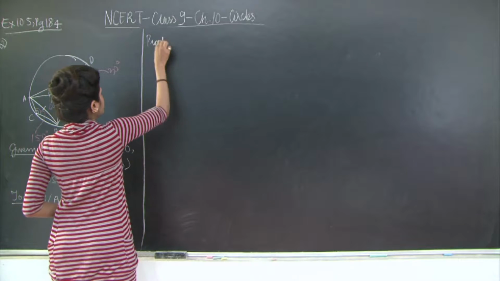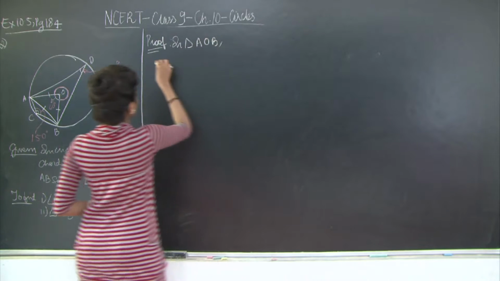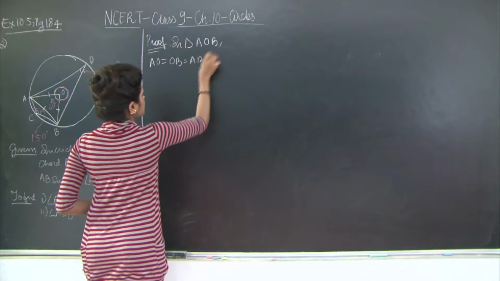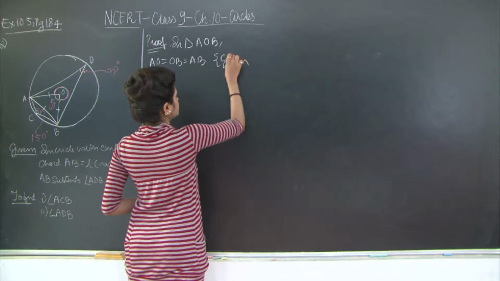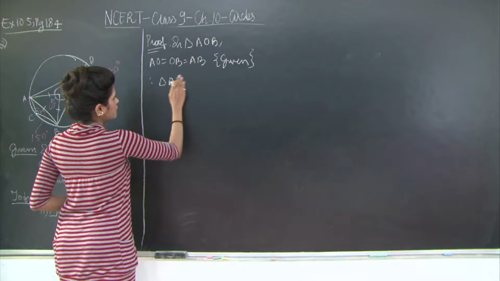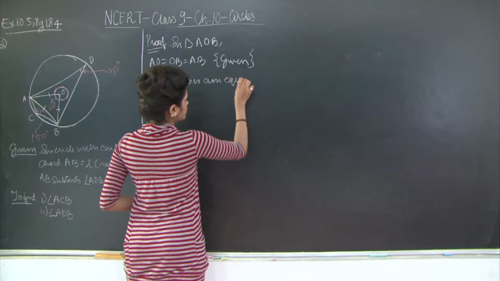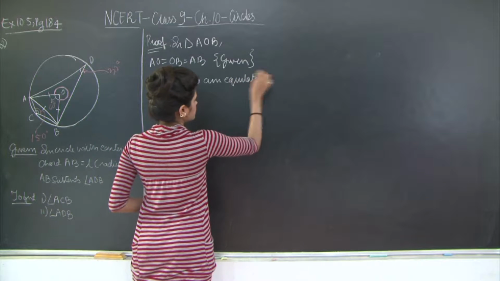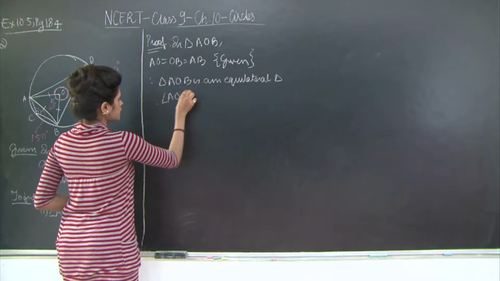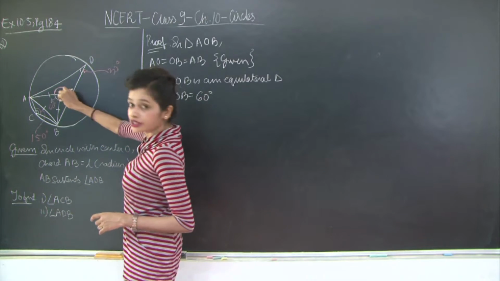So, I will say proof. In triangle AOB, AO is equal to OB is equal to AB. This is given. Therefore, triangle AOB is an equilateral triangle. Correct? Therefore, angle AOB is equal to 60 degrees. So, angle AOB, which means the inside angle out here, is 60 degrees.